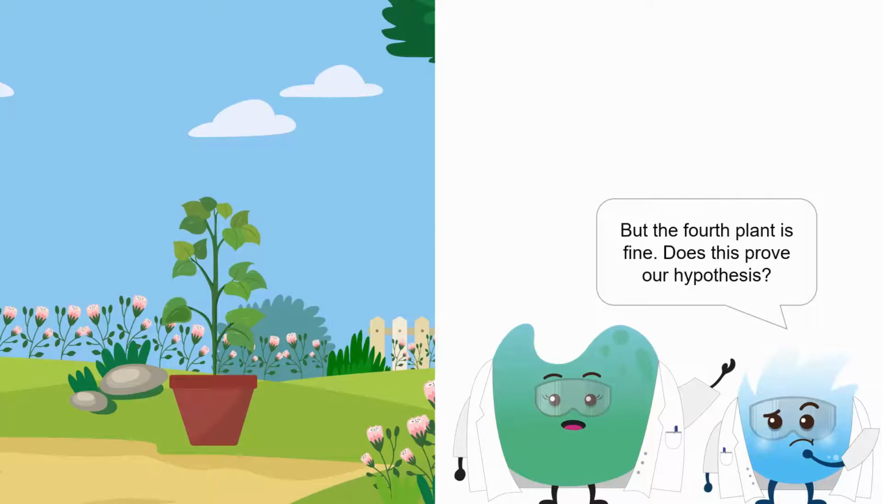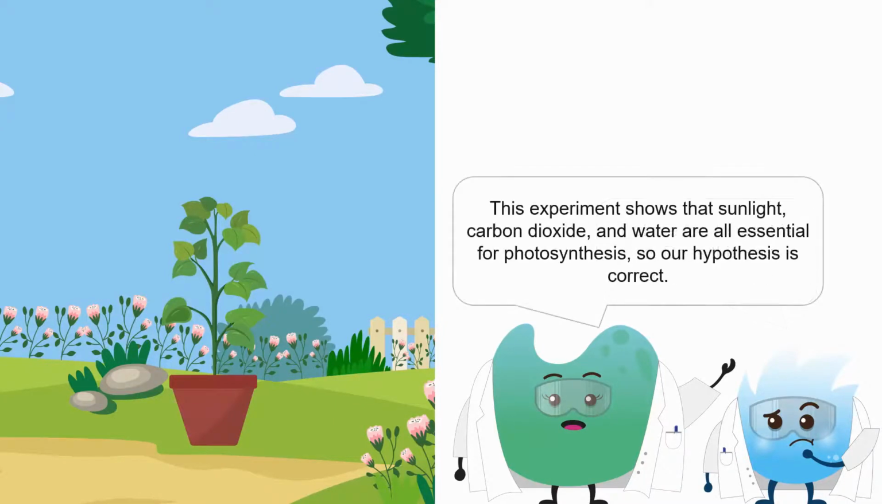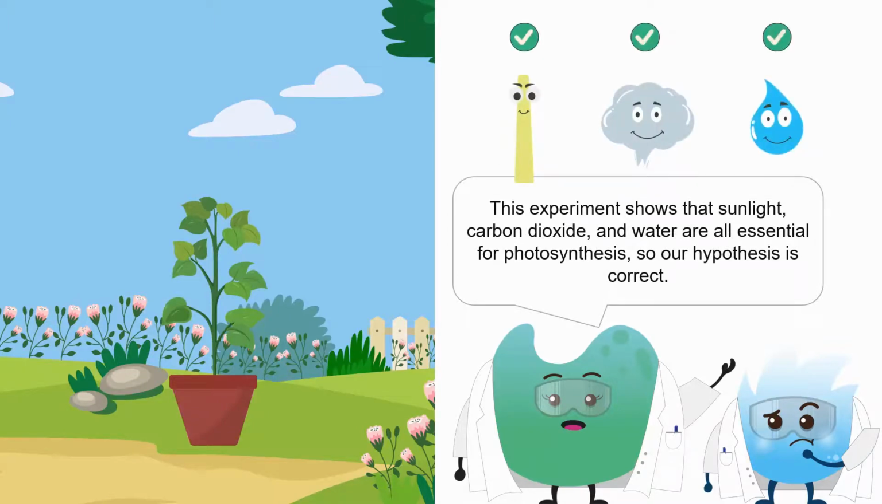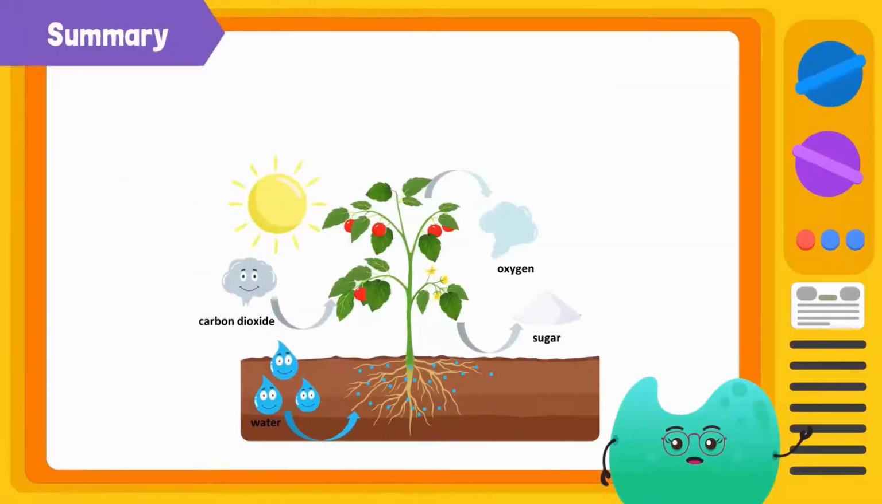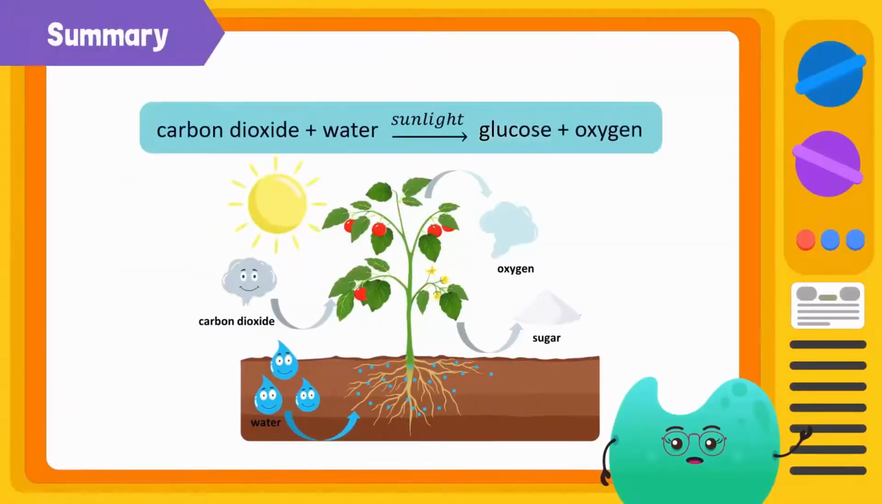Does this prove our hypothesis? Yes, this experiment shows that sunlight, carbon dioxide, and water are all essential to photosynthesis. So our hypothesis is correct. Let's summarize what we've learned. Photosynthesis is the process by which plants use sunlight to create glucose and oxygen from carbon dioxide and water.